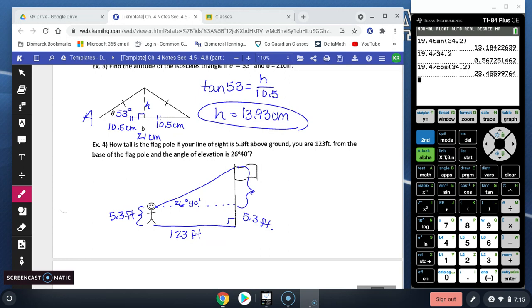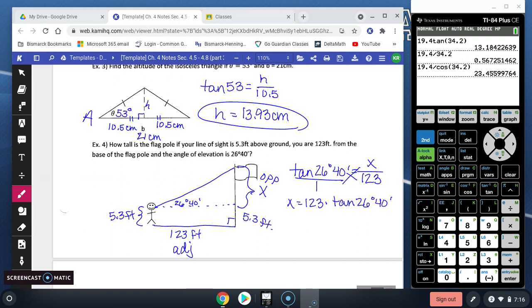Okay, so from the angle of elevation, this distance of x, that is the opposite side. And I know this being the adjacent side, so it looks like tangent. Tangent of 26 degrees 40 minutes is opposite over adjacent. Okay, so here we're going to cross multiply again. So x equals 123 times the tangent of 26 degrees 40 minutes.